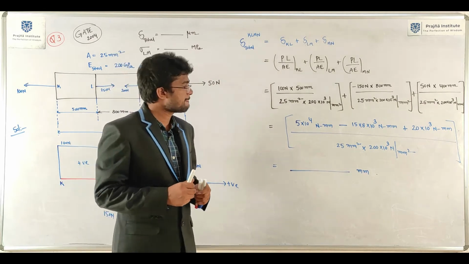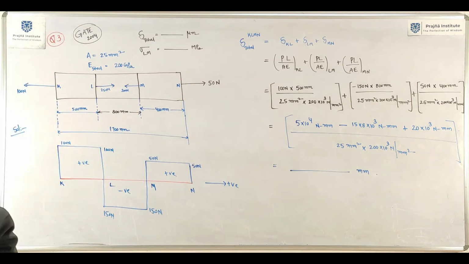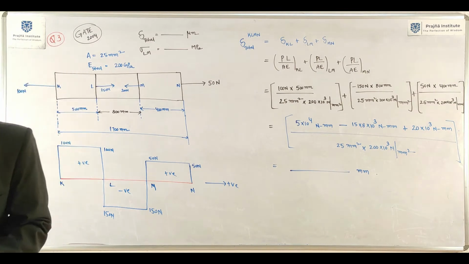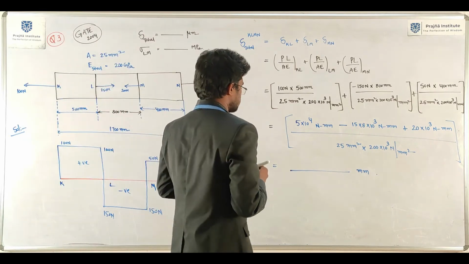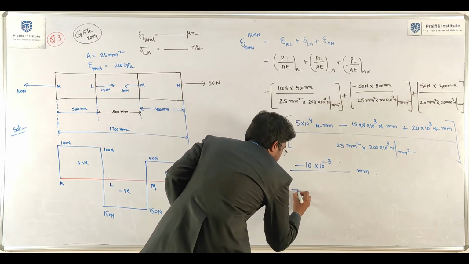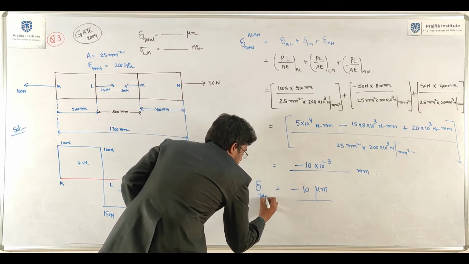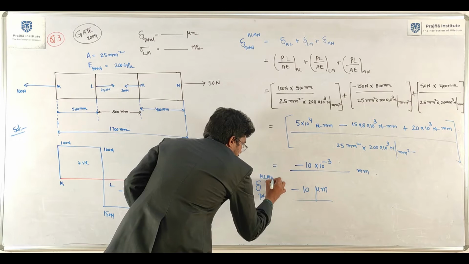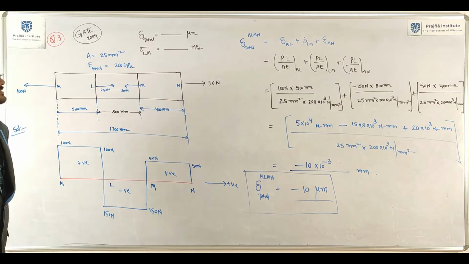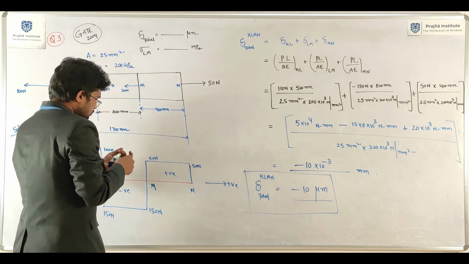Calculate and tell me. How much you will get? Here you will get minus 10 into 10 power minus 3. Here it is minus 10 micrometer. This is delta total in KLMN. So this is all about it. It is how much? Minus 10 micrometer.